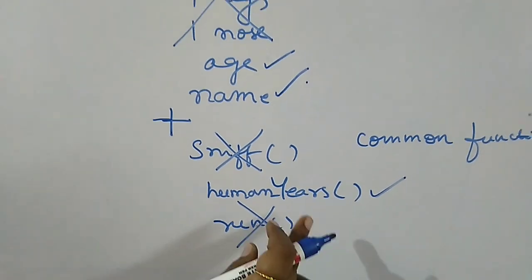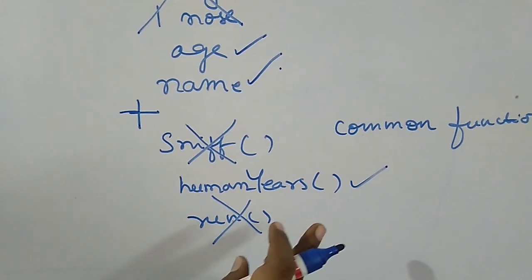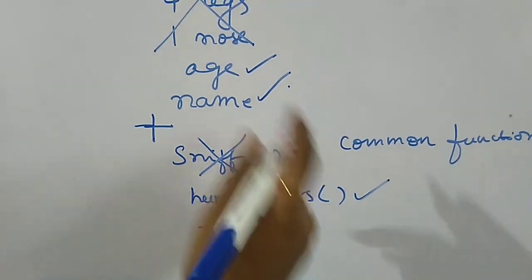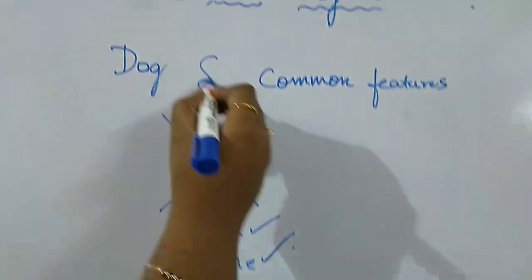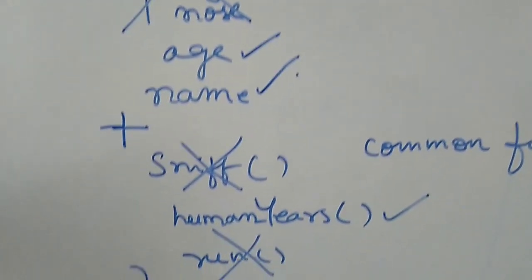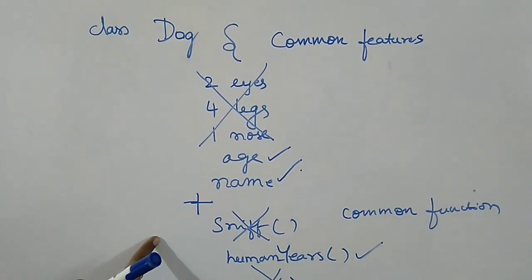Okay, so there can be many common features and common functionalities, but you will be keeping only those which are needed for you. Now what I am doing is making this a class. Put an open bracket after dog and a closing bracket after this, and make this the class. So now this has become your dog class.